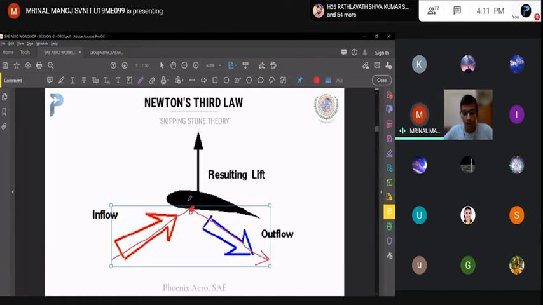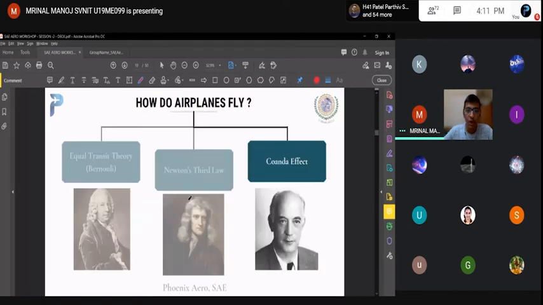So now moving on to the next theory, the Coanda effect. I think it's pretty new to everybody. The person who came up with this is Henry Coanda, a Romanian scientist, and this is a pretty interesting effect.